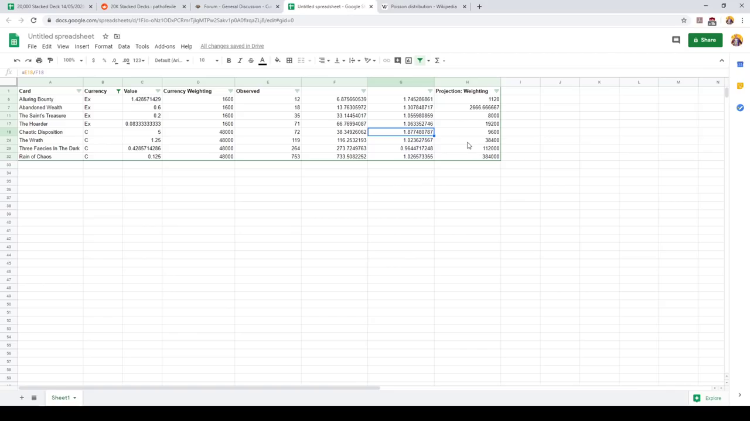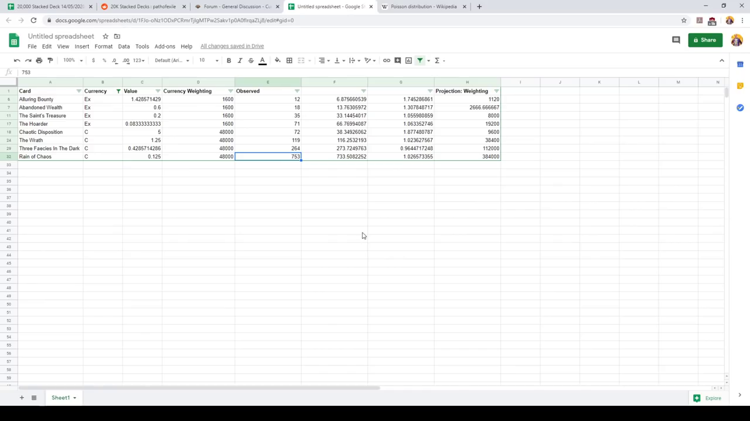So for that reason, my suspicion is that that is actually the formula for stacked decks, that they respect the weighting of the divination card but raise to the power 0.8, which then decreases the probability of getting something like the Gambler, that is a very common divination card, or the Reign of Chaos.